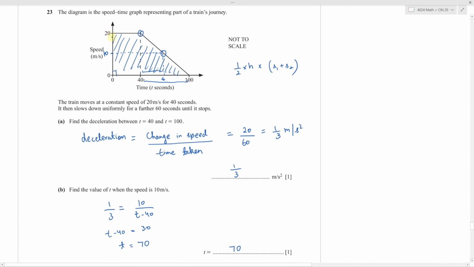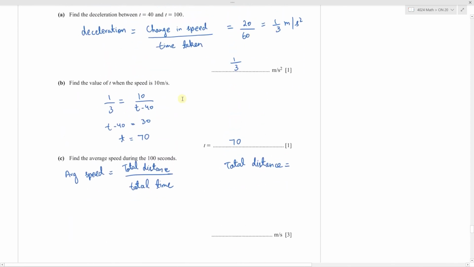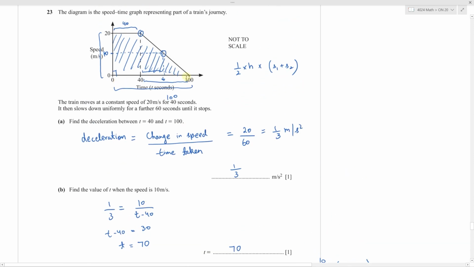So this is my perpendicular height of my trapezium, which is 20. This side here is how much? 40. And this side of the trapezium is 100. So now I can calculate the area of the trapezium, which is the distance. This will be 1 by 2 into the height, which is 20, into the sum of parallel sides, which is 40 plus 100. So 2 ones are 2, 2 tens are 20. This will be 140 multiplied by 10. 1400 meters is my total distance. So total distance is 1400 and the total time taken is 100 seconds.